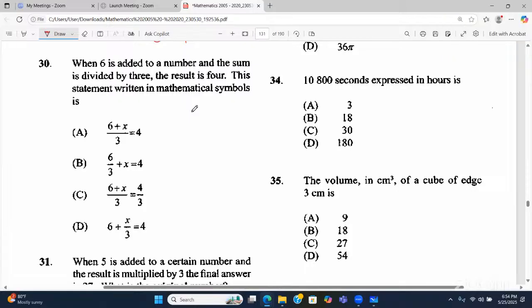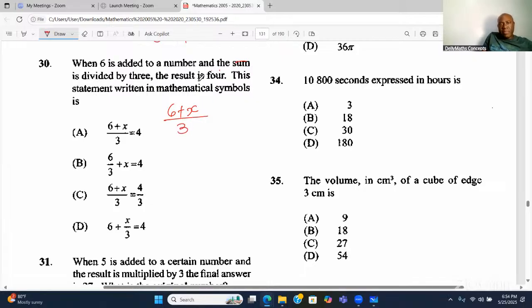All right, let's see. It says when 6 is added to a number, they call the number x. So 6 is added to x, right? And the sum is divided by 3. The result is 4. You're looking for that, and definitely that is the answer. Not a big deal. We just have to make sure that you're not making any error, right? So that is number 30 right there.